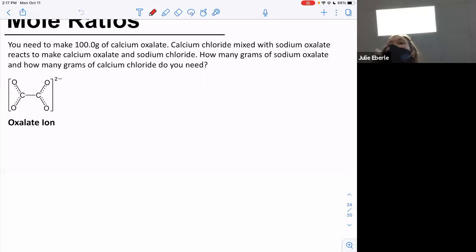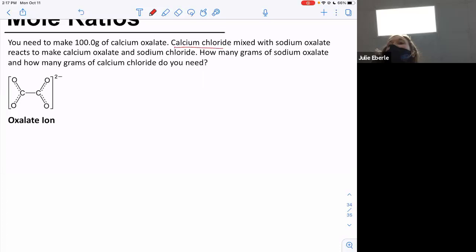It says calcium chloride mixed with sodium oxalate. Those are your reactants, and they react to make, and then it tells you your products, calcium oxalate and sodium chloride. So I'm going to put an R for reactant, R for reactant, and a P for product, and a P for product. So what is calcium chloride? What's the formula for that? Yep, CaCl2.